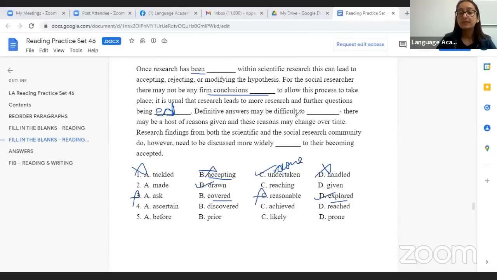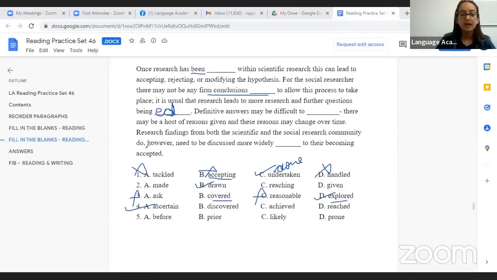Definite answers may be difficult to dash. So with to comes first form and there was only one. So this was really a time saver. All of you have got it correct. Difficult to ascertain. There may be a host of reasons given and these reasons may change over time.